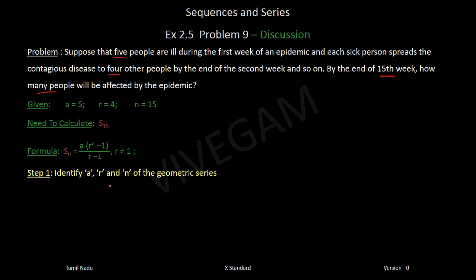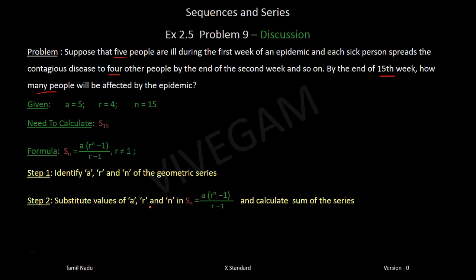So basically, in this case, you have to identify a and r of the geometric series from the given problem. Once that is done, you substitute those three values a, r and n in this formula and calculate the sum of the series. Okay? So please pause the video here and try to work this problem on your own, and come back and check your working against our solution.